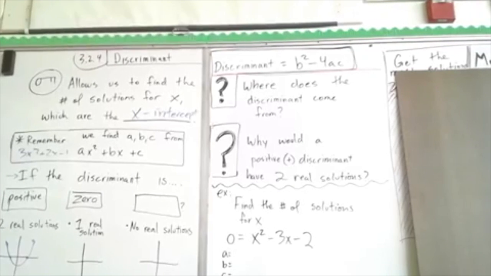Okay, fine. All right. 1 real solution. We get 1 real solution when that discriminant is equal to 0. When it's equal to 0, we get 1 real solution. And that's where the vertex is right on the x-axis. 1 solution.